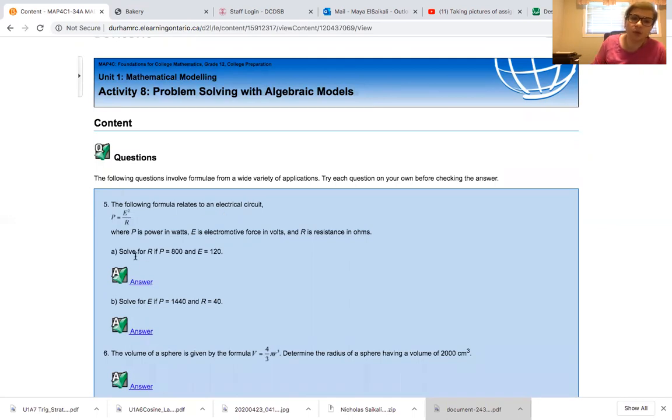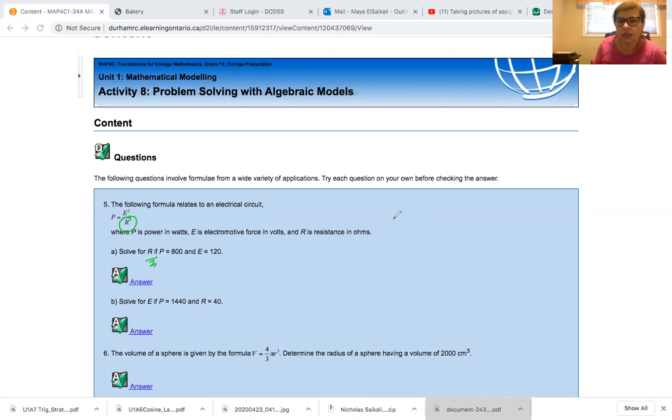All right, so what do I have? I have P, which is 800, and I have E, which is 120, and I'm trying to solve for R. There are different ways that you can do this. You can either plug in the numbers and then isolate, or you can isolate for R first, then plug in the numbers. It doesn't matter which way you do it, whatever you're more comfortable with. I'm going to show you if I isolate for R first, because that's what I'm looking for, and then plug in my numbers, and I'll show you the other way. I'll show you both ways.